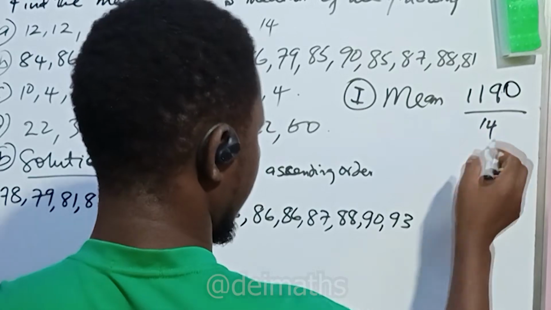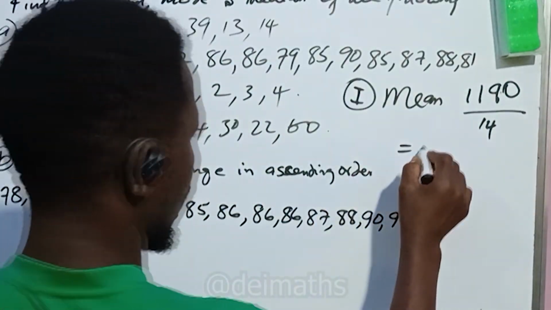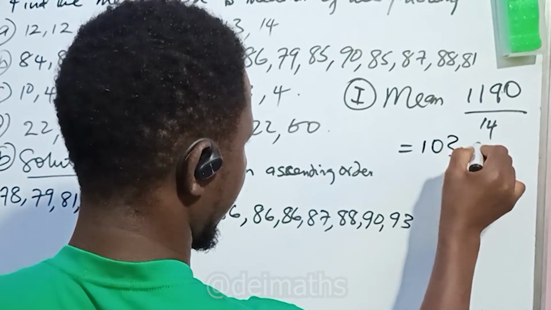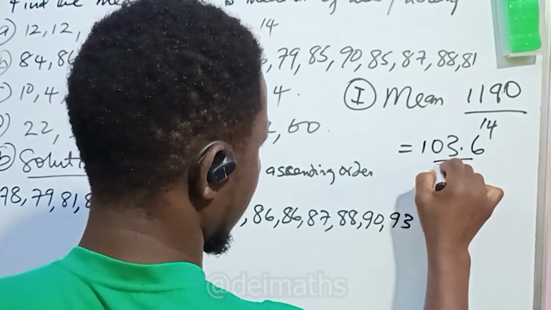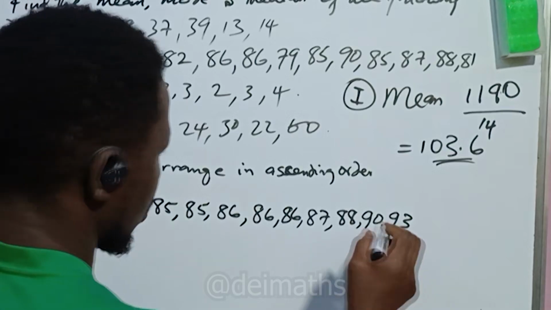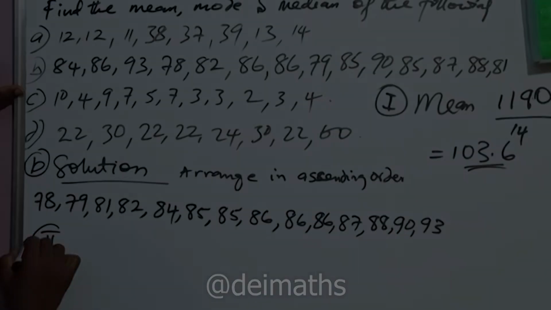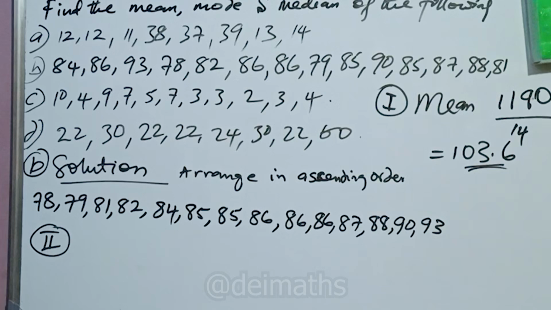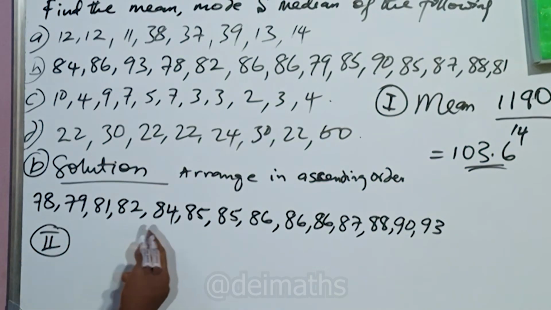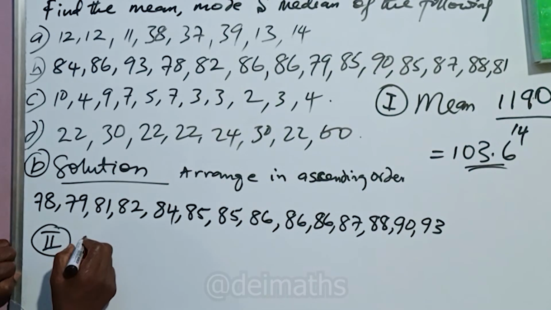If we divide it by 14, we'll be getting 103.6. This becomes our mean. Now, number two is the mode. Which one appeared the highest in occurrence here? If you look at all these, only 85 appeared 2 times, 86 appeared 3 times. That means 86 is our mode.